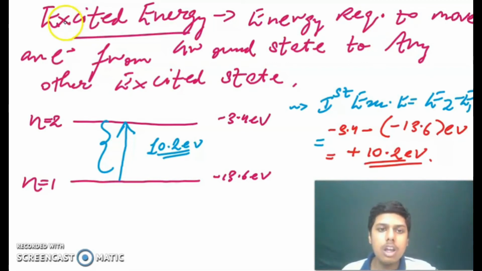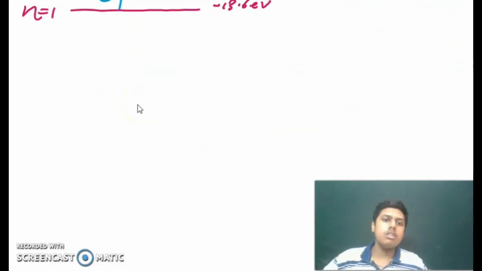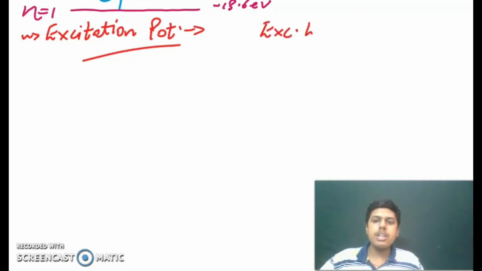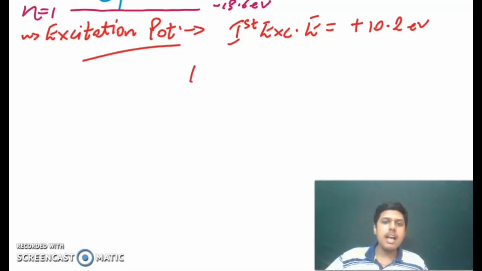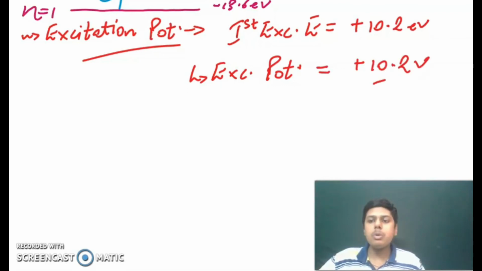Now similarly, as we had the excitation energy, let us see excitation potential. It is similar to that of ionization potential. I wrote the first excitation energy of hydrogen atom as plus 10.2 electron volts. That means the first excitation potential value of hydrogen is equal to plus 10.2 volts, similarly as we wrote for ionization energy and ionization potential.